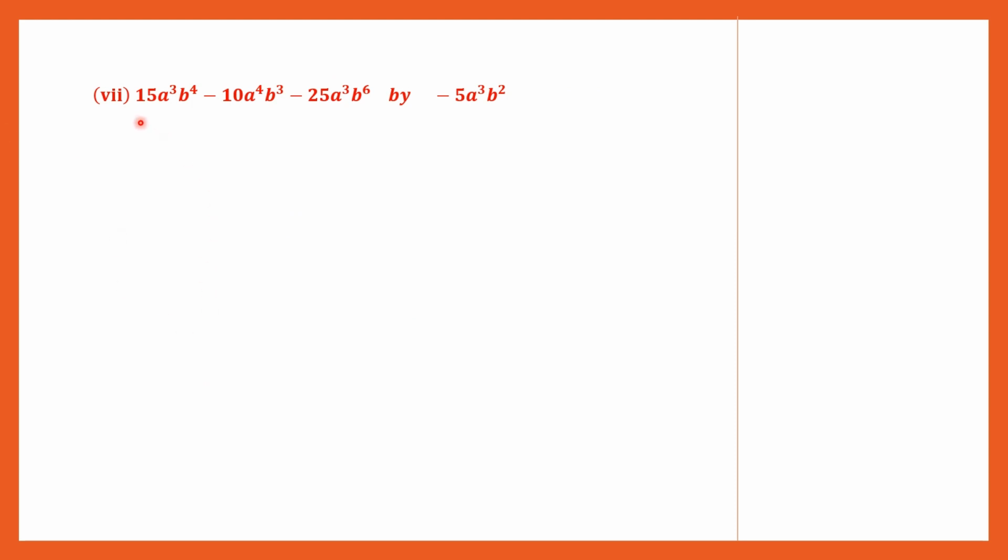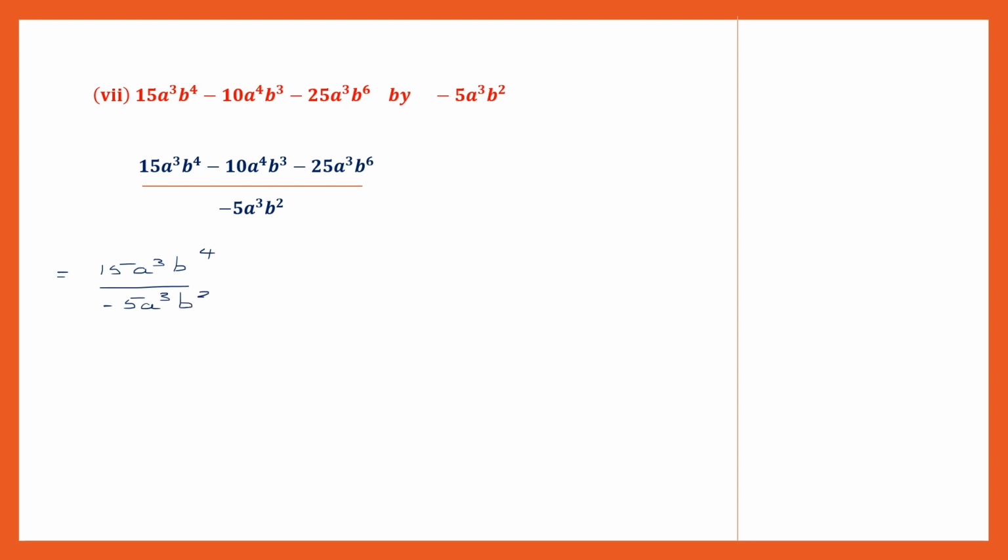Question 7, we're going to divide this dividend by this divisor, a monomial. So we have our dividend written there and we have our divisor. So now each term of the dividend should be taken. That is 15a cubed b to the power of 4 divided by minus 5a cubed b squared. Each term by the divisor. Then we have minus 10 a to the power of 4 and b to the power of 3 divided by minus 5a cubed b squared. And then we have minus 25 a cubed b to the power of 6 divided by minus 5a cubed b squared. So let's do this carefully.